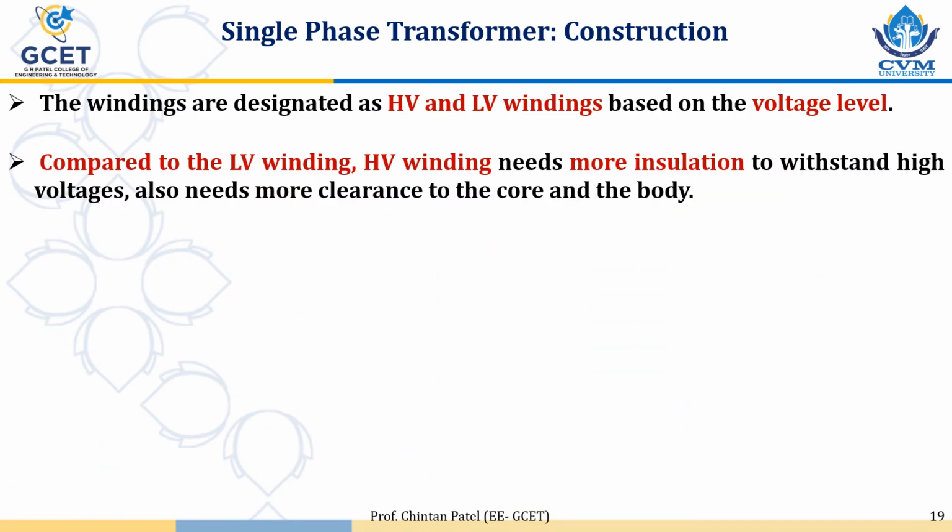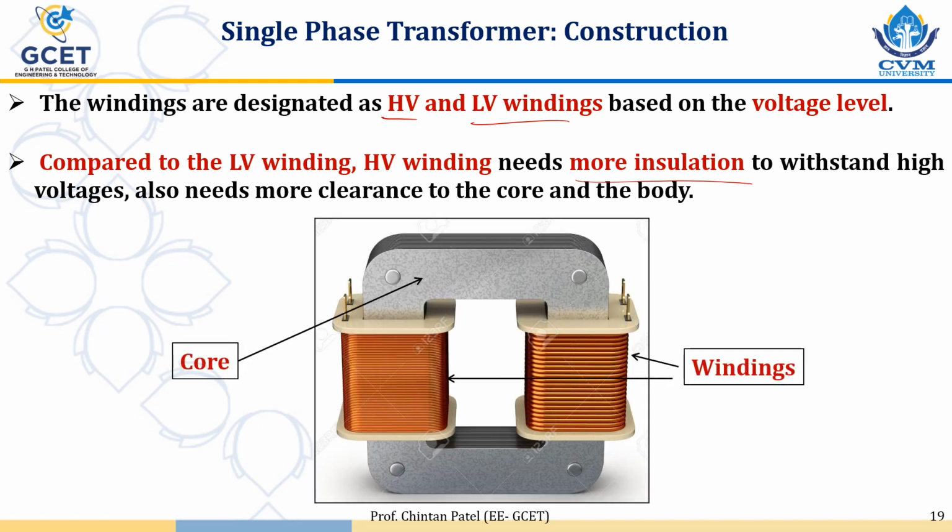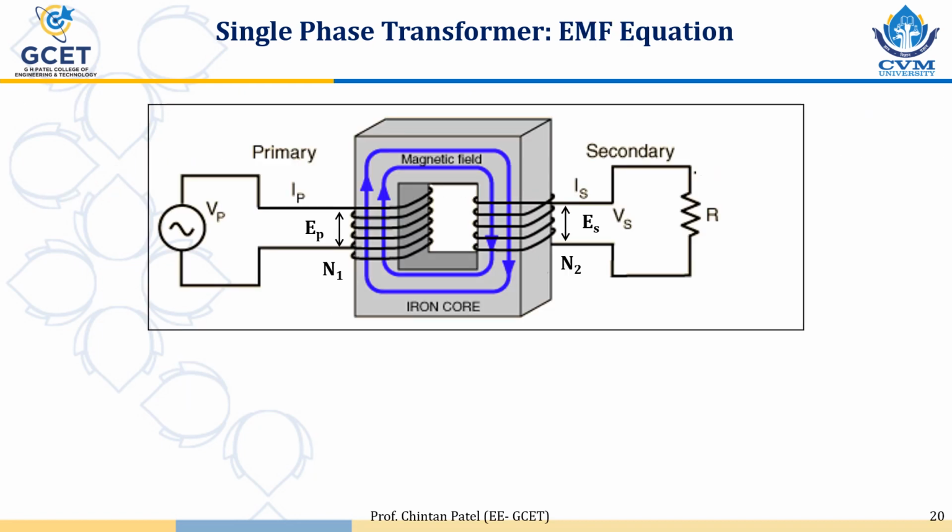These windings are also called HV and LV winding. HV means high voltage winding and LV means low voltage winding, based on the voltage level. Compared to LV winding, the HV winding needs more insulation because it has to withstand high voltages. So the thickness of the insulation in HV winding is more than the thickness of LV winding. So here you can see it is a magnetic core and two windings placed on core.